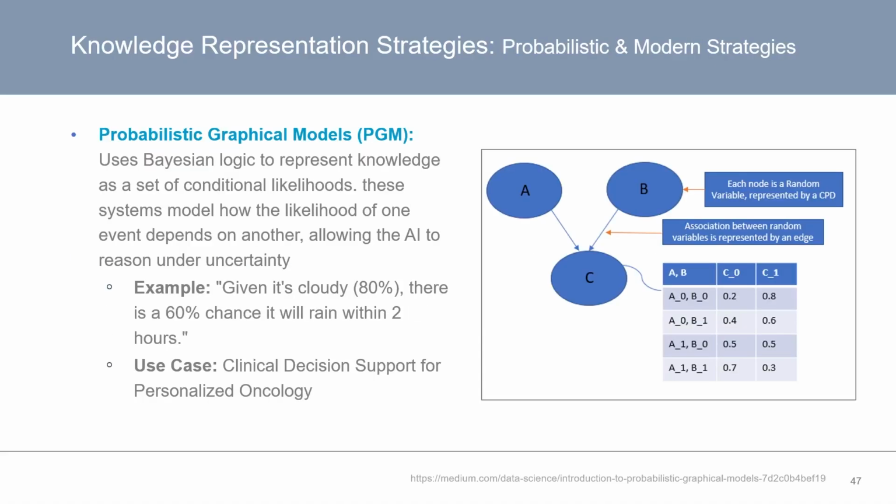Ninth, we have probabilistic graphical models, or PGMs, which use Bayesian logic to represent knowledge as a set of conditional likelihoods. These systems model how the likelihood of one event depends on another, allowing the AI to reason under uncertainty. For example, given that it's cloudy 80% of the time, there's a 60% chance it will rain within 2 hours. A possible use case for these might include clinical decision support tools or personalized oncology.